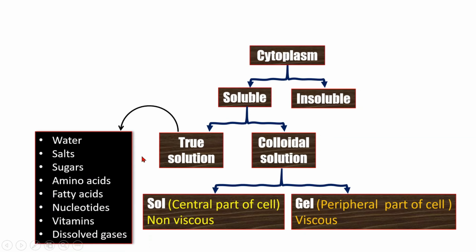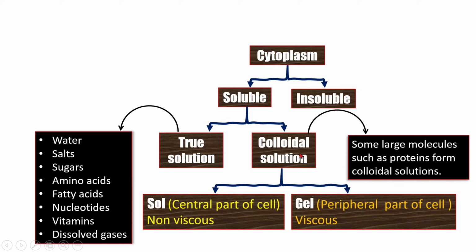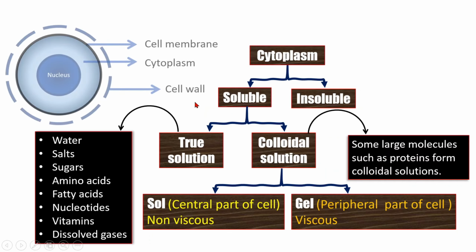True solution: water, salt, sugar, amino acid, fatty acid, nucleotide, vitamins, and dissolved gases. All these form the true solution because they are soluble in the water and make homogeneous mixture. On the other hand, proteins and large molecules that are insoluble in the water make the colloidal solution, and these are heterogeneous mixture. Here we have a cell.